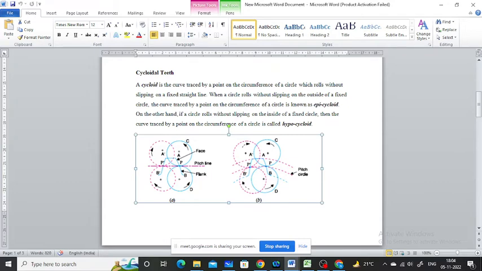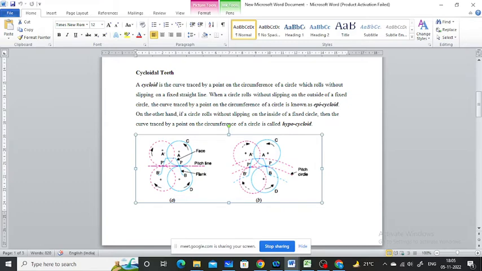And we have said that the curve is traced by a point on the circumference of a circle. When a circle rolls without slipping on the outside of a fixed circle, the curve traced by a point on the circumference of the circle is called the epicycloid. This curve is the epicycloid and this one is the hypocycloid. So the circle rolls about a fixed line without slipping, and two curves are generated, the epicycloid and the hypocycloid, and they generate the face part and the flank part.